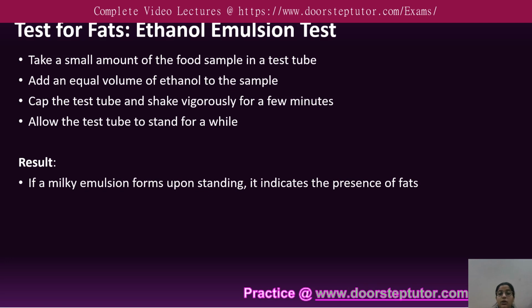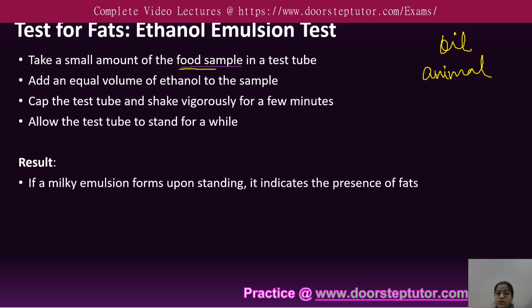Okay. Now, there's also a test for fats, and this is known as the ethanol emulsion test. What is an ethanol emulsion test? Ethanol is a type of alcohol, right? Now, what do we do? Again, you take a small amount of food sample. If I have to test for a fat, I am going to take oil. I can take any kind of oil, maybe an animal source, or I can also take milk here to test for the ethanol emulsion test, right?